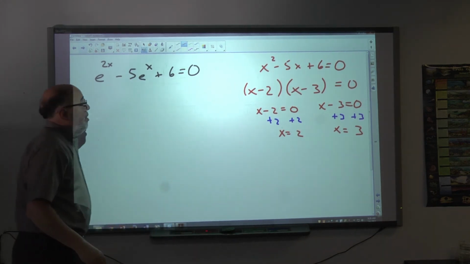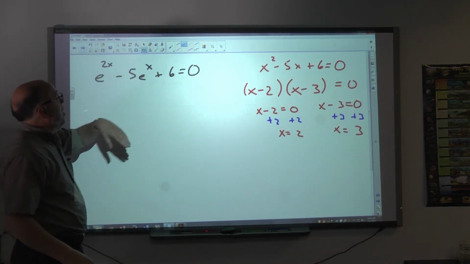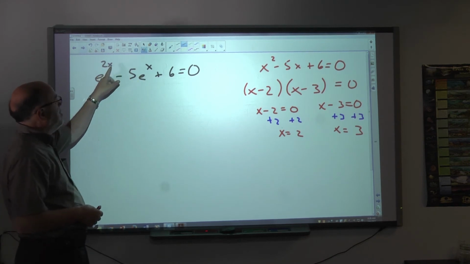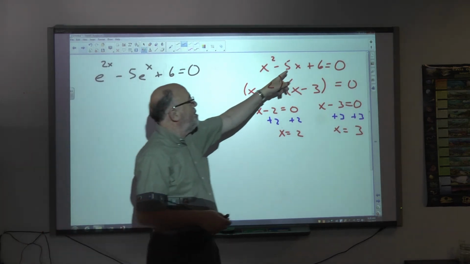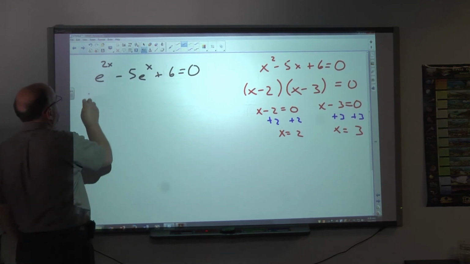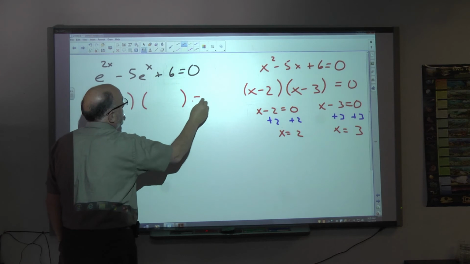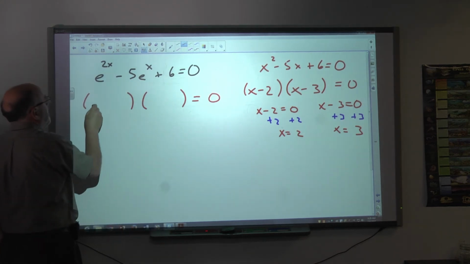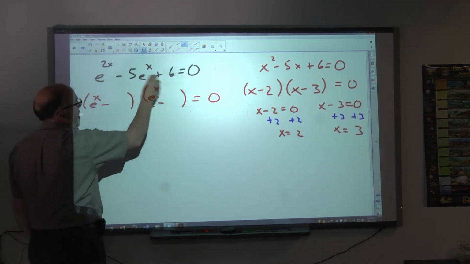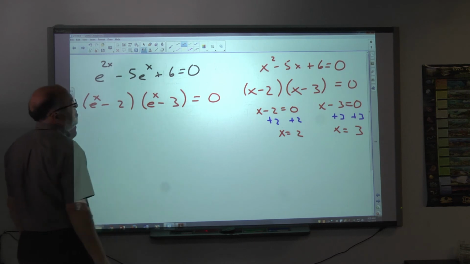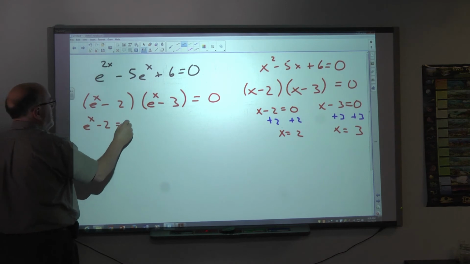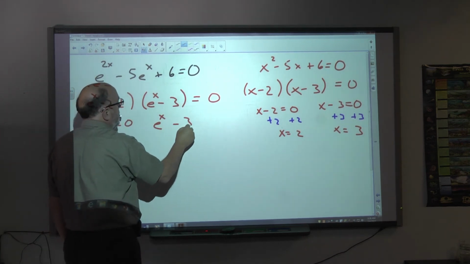Well, this one factors basically the same way. The way you tell it sort of looks like quadratic is here we go from x to 2x. So my exponent doubles. Here we went from 1 to 2. And so this basically factors the same way. So instead of x and x, we're actually going to have e to the x and e to the x, and then a minus and a minus, and it'll be the same two numbers, 2 and 3. Okay. So we got e to the x minus 2 equals 0, or e to the x minus 3 equals 0.